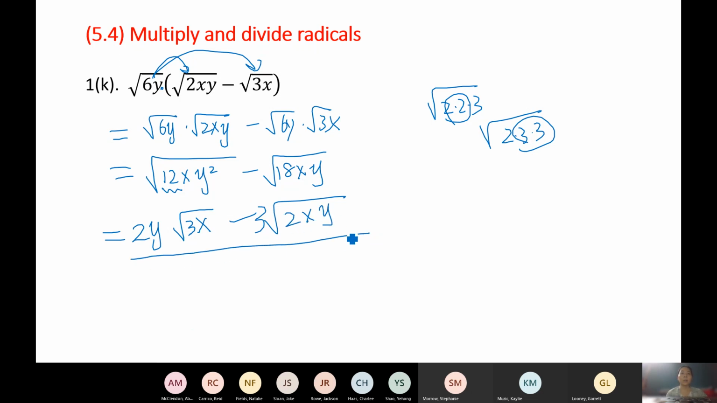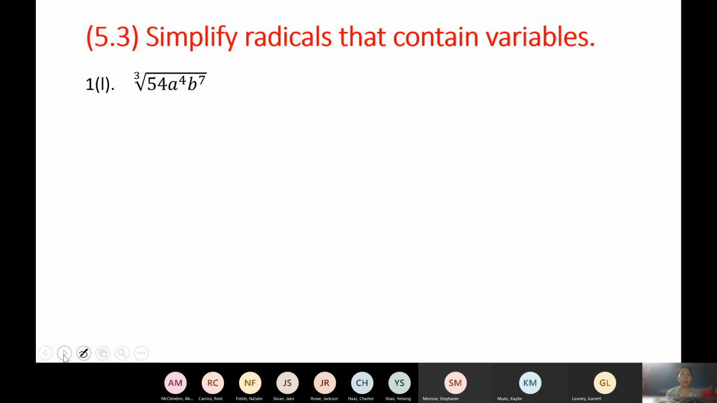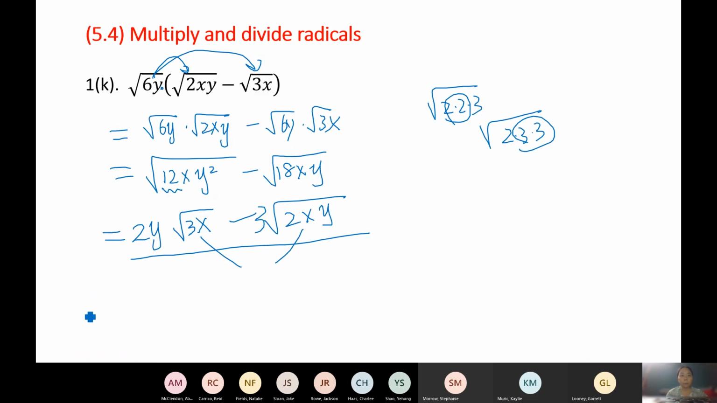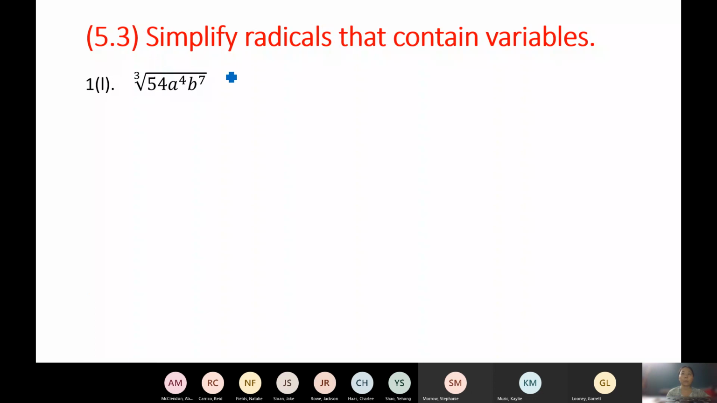Okay, and notice that these two radicals don't match. They don't match, which means they cannot be combined. So you would just leave them. Okay, now that's from 5.4. So this one is from 5.3. We kind of already did it.